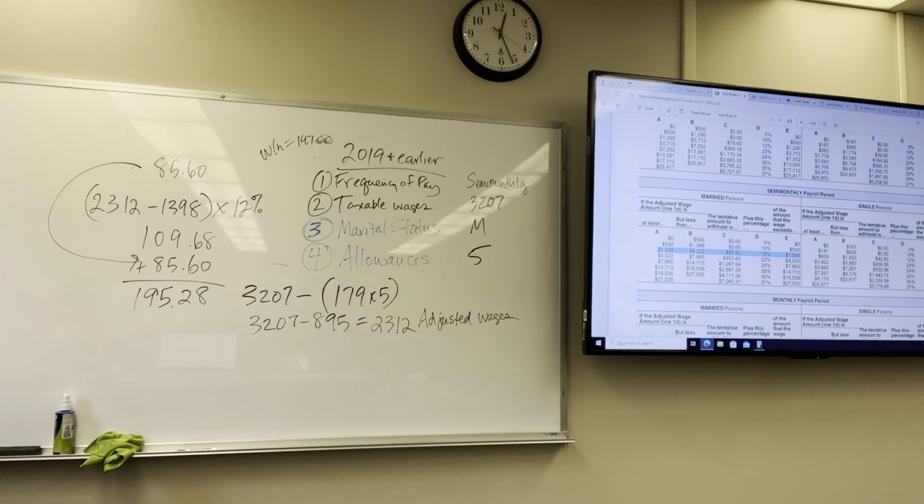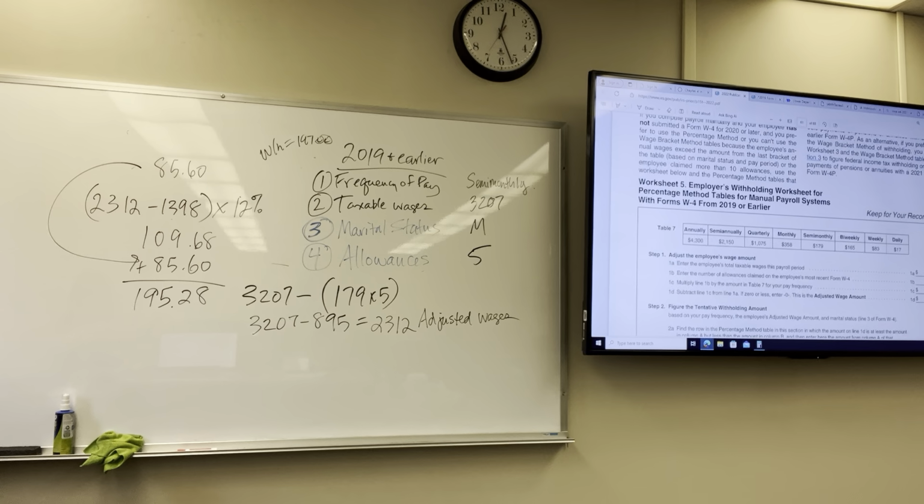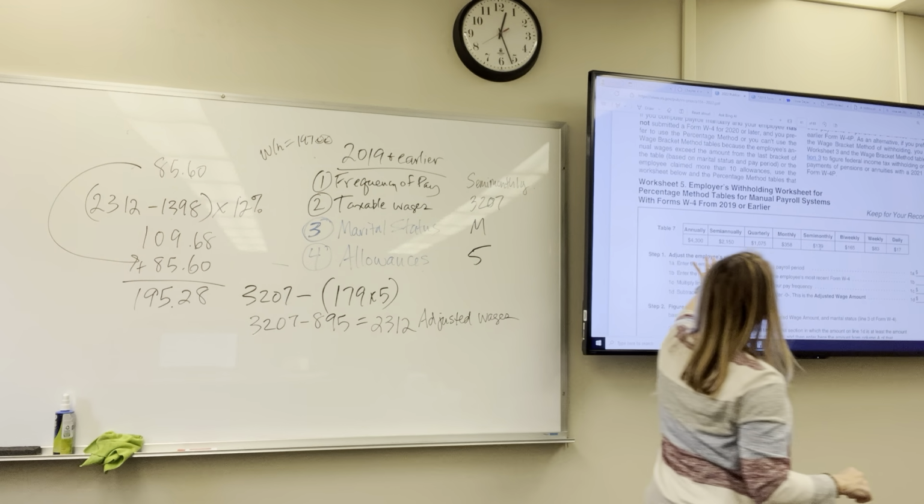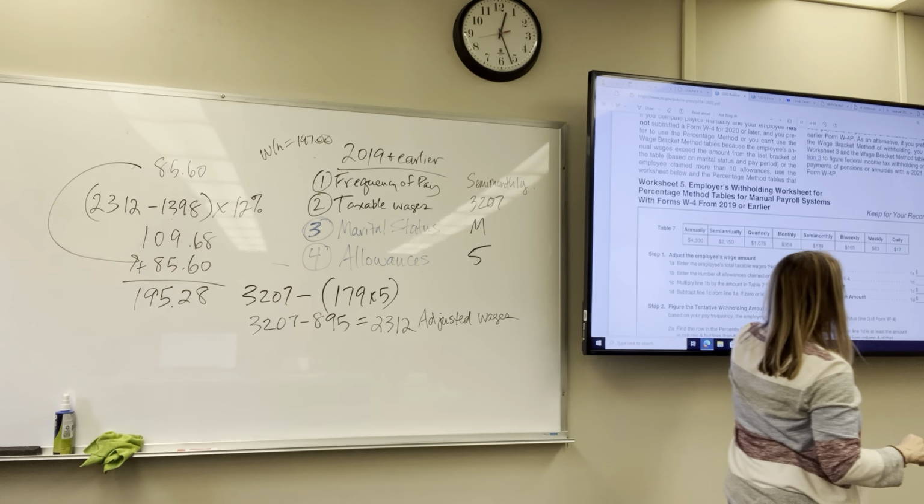Questions? Where did you get the 179 from again? The 179, when you multiplied it by the number of allowances. Oh, yeah. 179, right there, is for this table. So semi-monthly, 179.